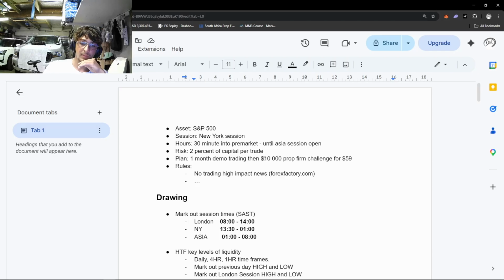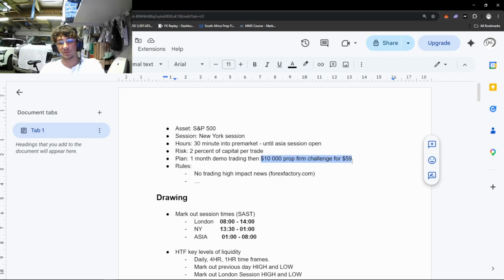As you guys can see, I'm going to be doing a $10,000 prop firm challenge for $60. Let me know if there's any cheaper rates with any reputable prop firms.